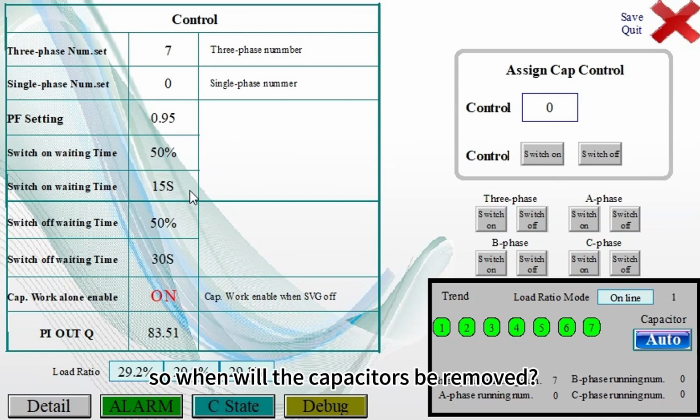So when will the capacitors be removed? When the SVG output is inductive and the output capacity is more than 50% of its capacity and lasts for 30 seconds, the capacitors will be removed.